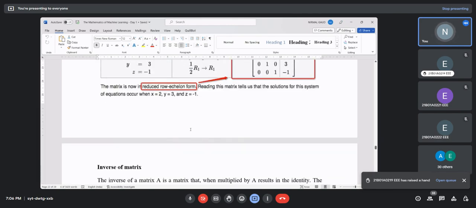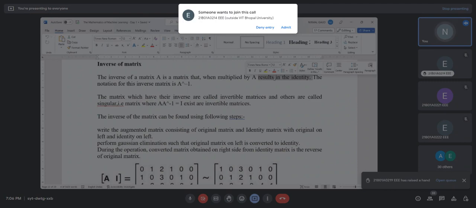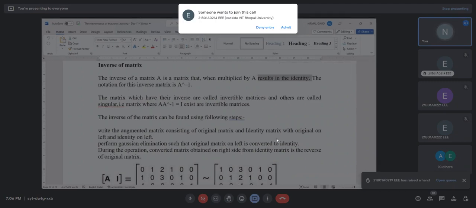Alright, so this is how you are going to solve the system of linear equations using matrices. Now, inverse of a matrix. Again, very much important. How to calculate the inverse? See, the inverse of a matrix A is a matrix that when multiplied by A itself is going to give the identity. If it is identity in nature, then it's said to be the inverse of a matrix and it is represented by A to the power minus 1. That's what the inverse means.